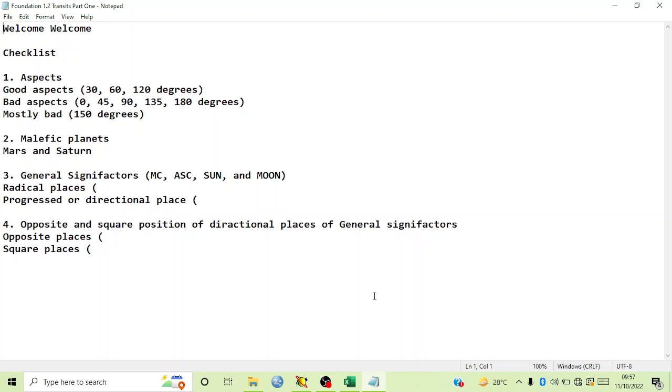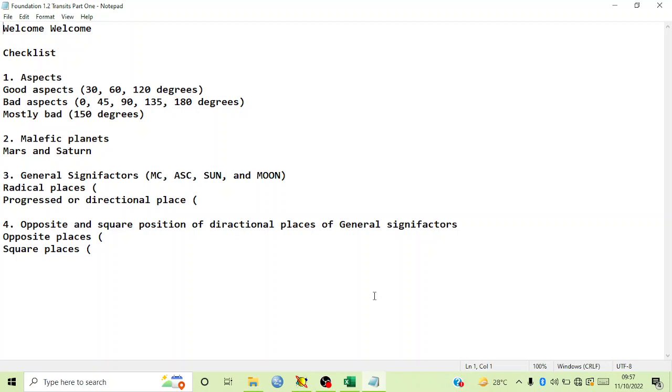So, aspects. First of all, planets: there are bad planets and good planets. Some have more influence for good, and others have more influence for bad, as you might have read somewhere. However, what it comes down to is aspects.